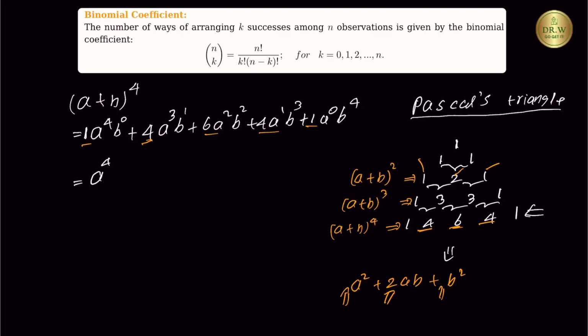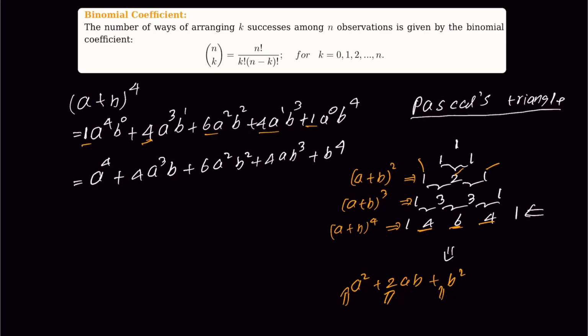Now we can go: a to power 4 plus 4 a to power 3 b plus 6 a to power 2 b to power 2 plus 4 a b to power 3 plus b to power 4. That is the expansion of a plus b to power 4. But we can use the binomial coefficient for this. So let me explain how to use the binomial coefficient for this expansion.